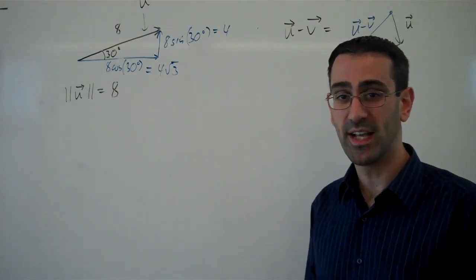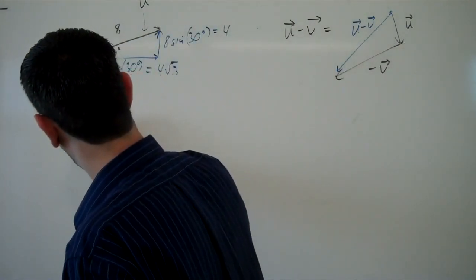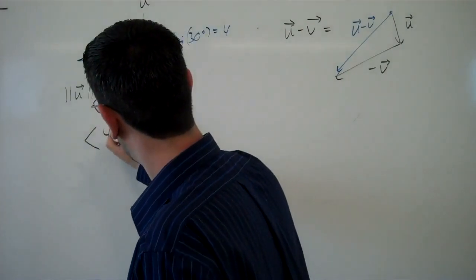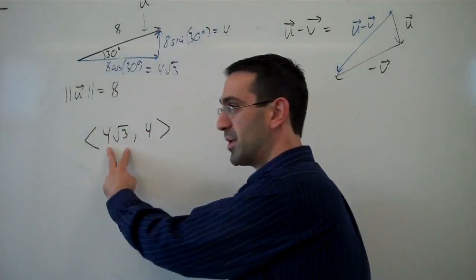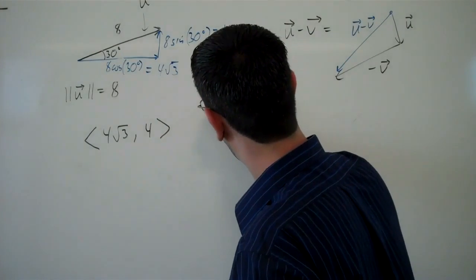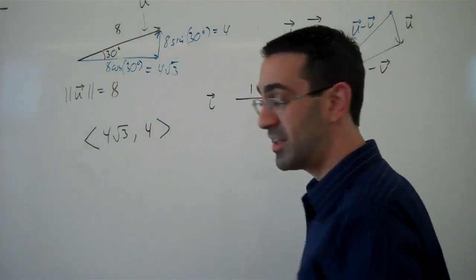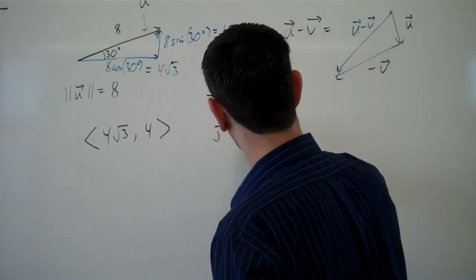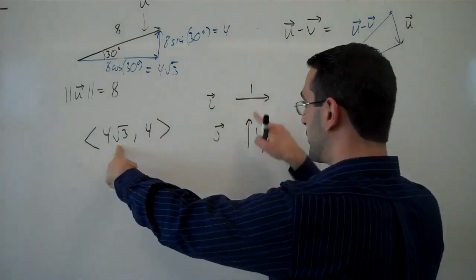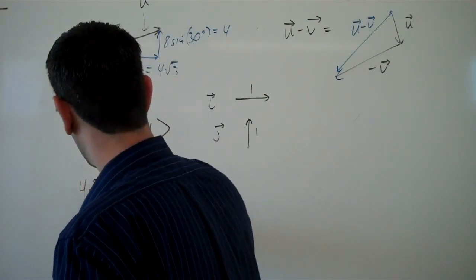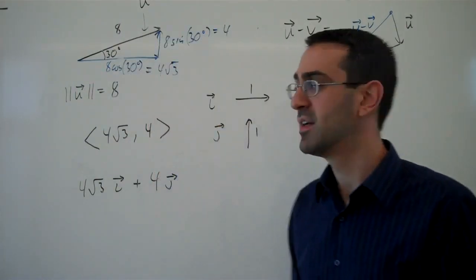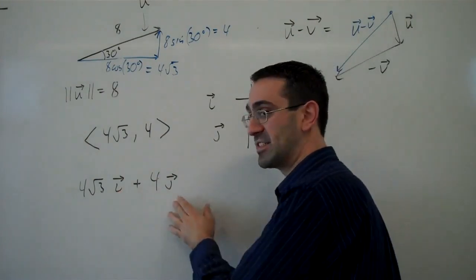And then we need some way to represent that. And there's two common ways. One is using angle brackets, mainly used to differentiate a vector from a point. And so this would be 4 root 3 comma 4. So horizontal component and vertical component. Sometimes you'll also see i and j used, where the i vector is the vector with length 1 pointing to the right, and the vector j is the vector pointing up with length 1. And so we could represent this as 4 root 3 in the i direction, so 4 root 3 i, and 4 in the up direction, so 4 j. Right, and then we've represented this vector using i's and j's.